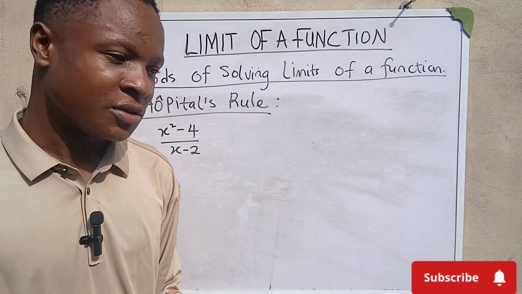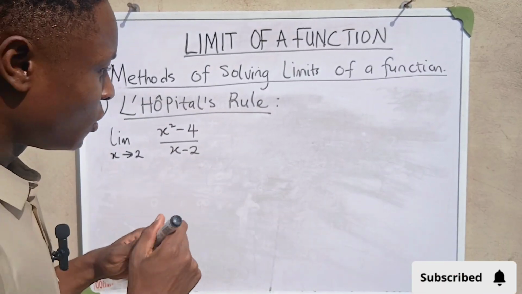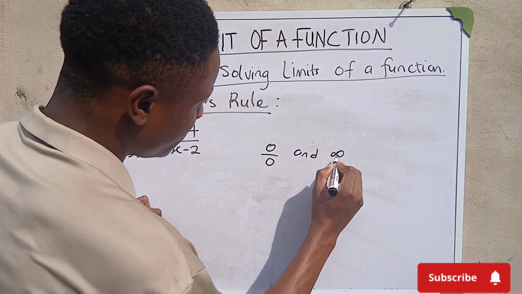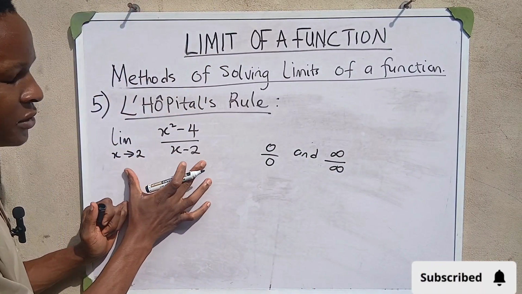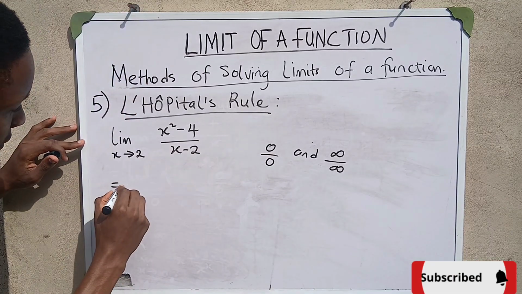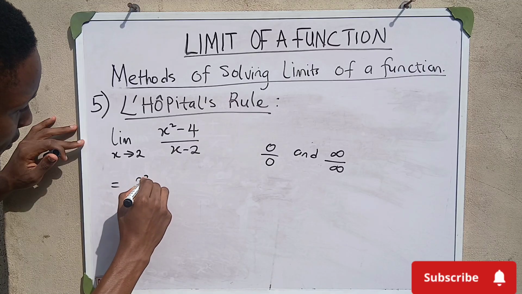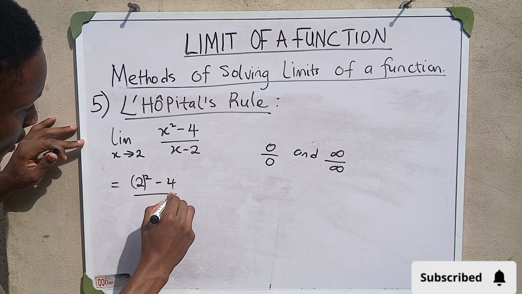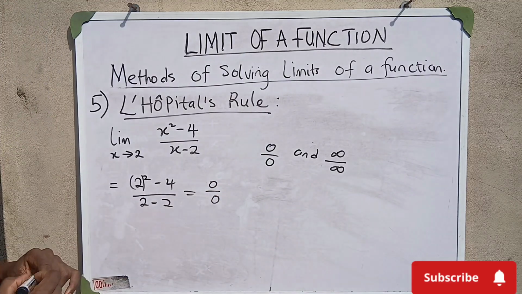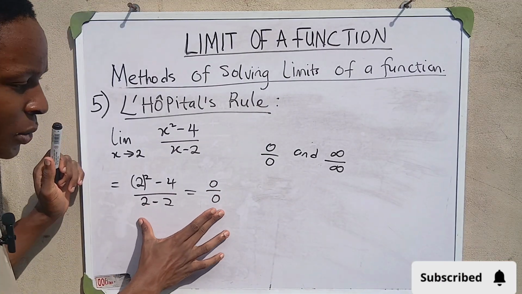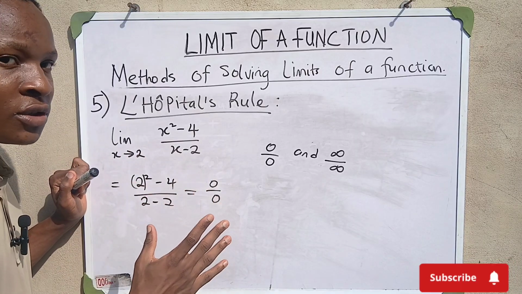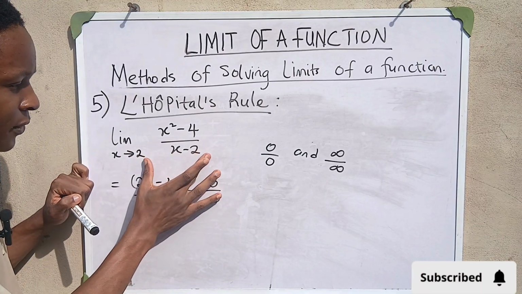Now we go to L'Hopital's rule. We use L'Hopital's rule when we have 0 over 0 or infinity over infinity, when we have substituted the value of x. So let's check for this. Now, if we put x to be 2, we have 2 squared minus 4 all over 2 minus 2. And this will give us 0 over 0. So in this case, we can use L'Hopital's rule. Earlier in this case, we used factorization. We can also use L'Hopital's rule to solve this function.